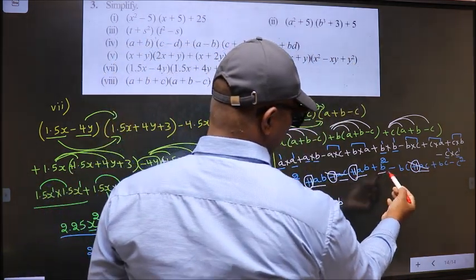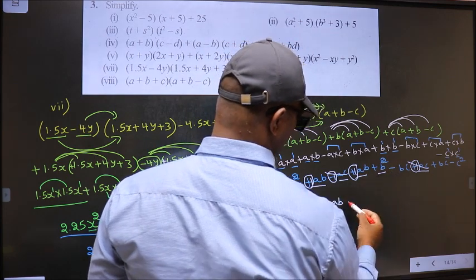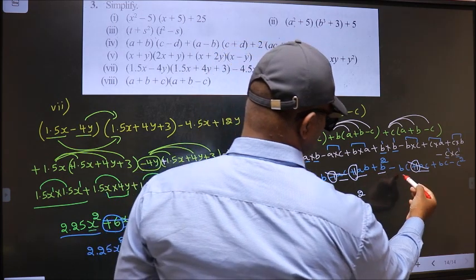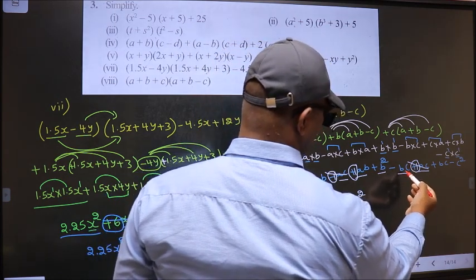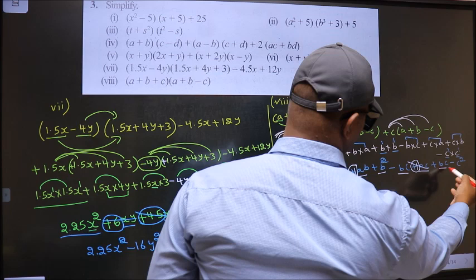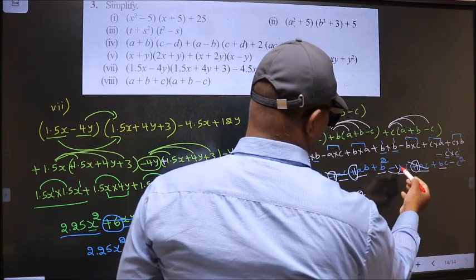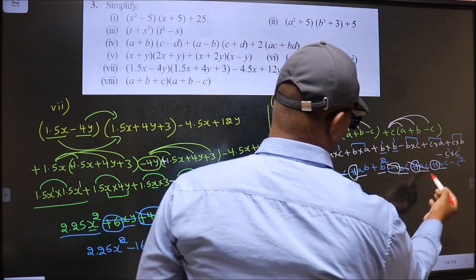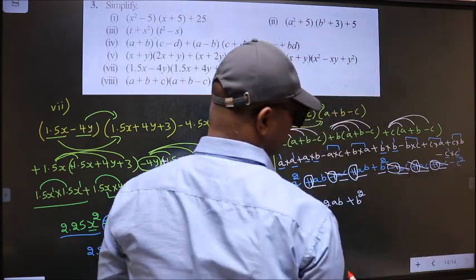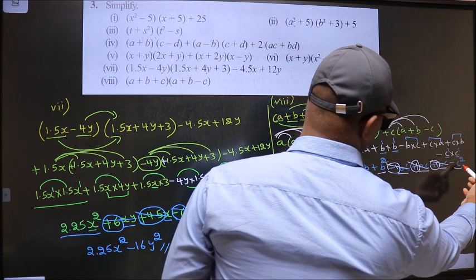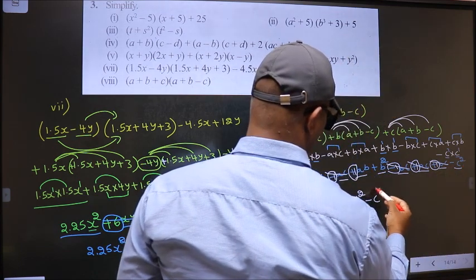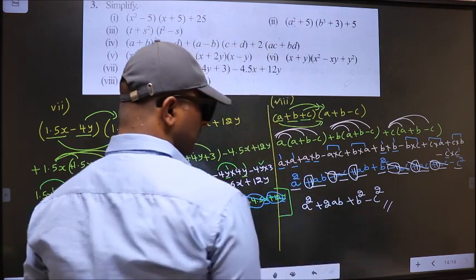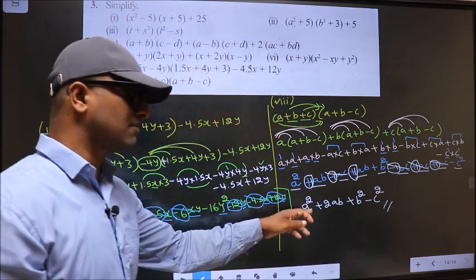Next, B square. Do we have B square anywhere else? No. So you write it down as it is. Next, minus BC. BC term. Do we have BC anywhere else? Here. Now here it is minus 1 and here it is plus 1. So minus 1 BC plus 1 BC cancel out. Now we are left with minus C square. Now here all our unlike terms cannot be simplified further. So this is our answer.